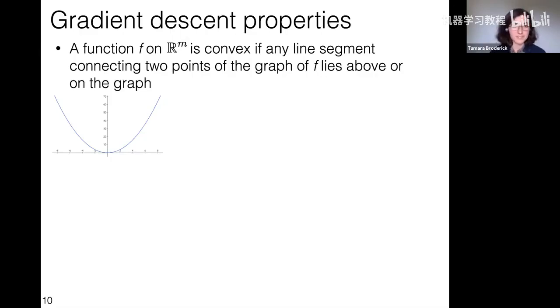Great, so I'm seeing a few different answers. If you're writing 1, you are correct. m here is the input to the function. So we're saying, what is the dimensionality of the input? That's what we mean by R to the m.